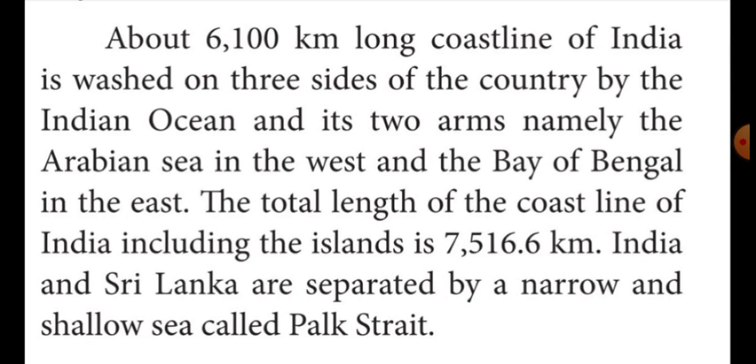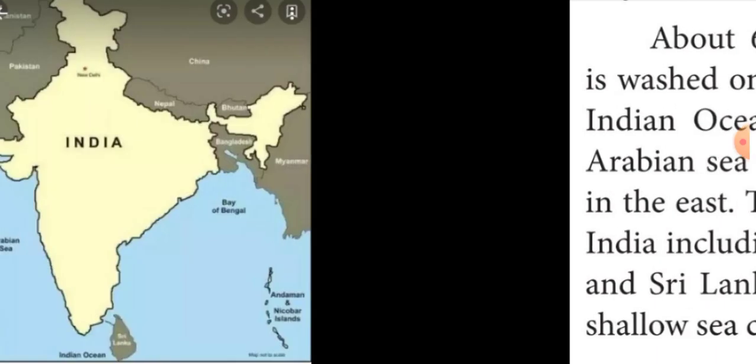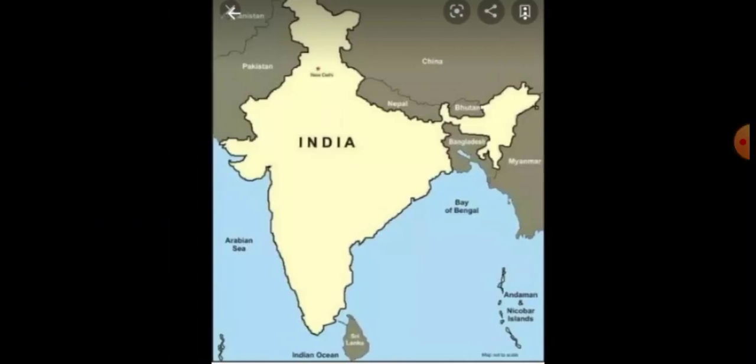Okay, then India's three sides are surrounded by oceans. Just you see this map, students. In the southern side, the Indian Ocean is there. Then in the east, the Bay of Bengal is there. In the west, the Arabian Sea is there. Did you see the map, students?